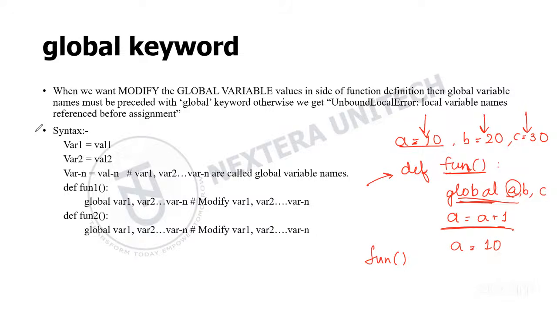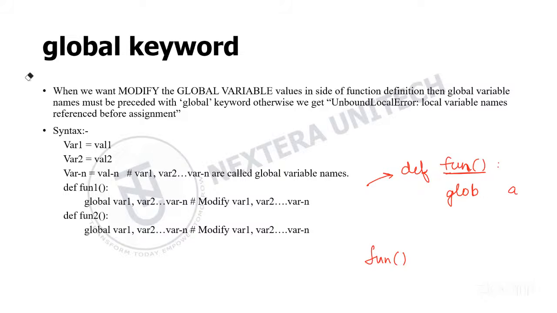Let's say we don't have any values here, and I have only global a, and I've mentioned that a equal to 10. So this global a will only create a when the function has been called and executed. Otherwise, it will not create it automatically.